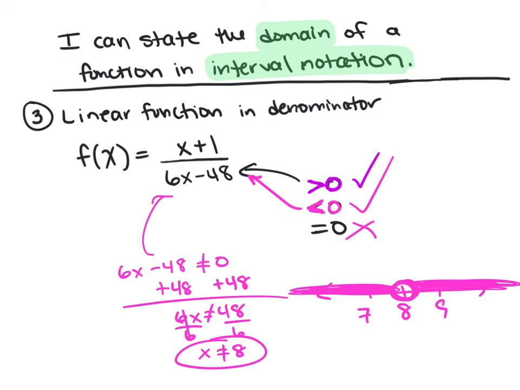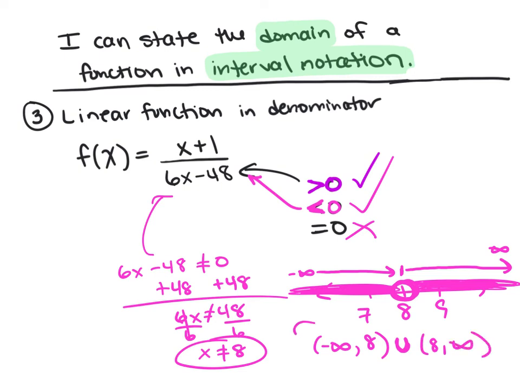So if we analyze this, guys, I'm coming from negative infinity, going, stop. I stop at 8. So I'm coming from negative infinity, I stop at 8, and from 8 we keep going towards infinity. So we union this with 8 to infinity. This is how we would write this in interval notation.